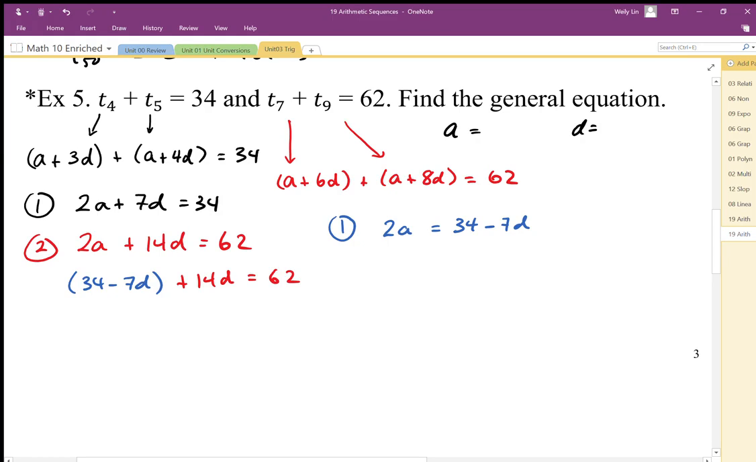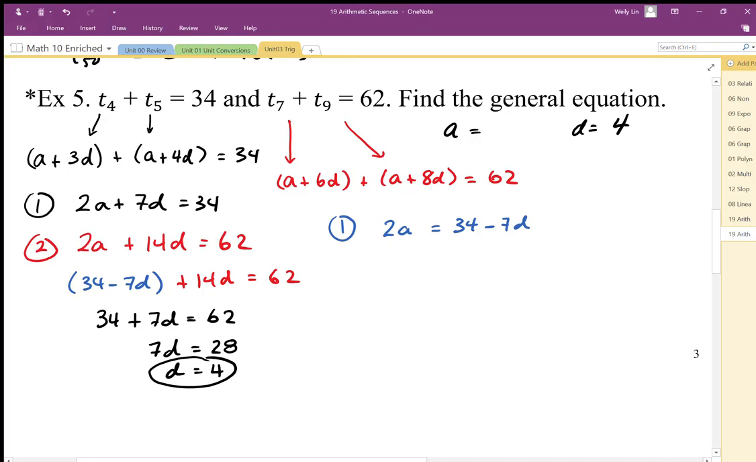Now, why would I have done that? Well, the reason is that I can now solve for d, because there's only one d in the equation. So if I simplify this, I end up with 34 minus 7d plus 14d, which is plus 7d, is equal to 62. I can take away 34 from both sides, and I'm going to be left with 28. That makes my common difference equal to 4. So every step is equal to 4.